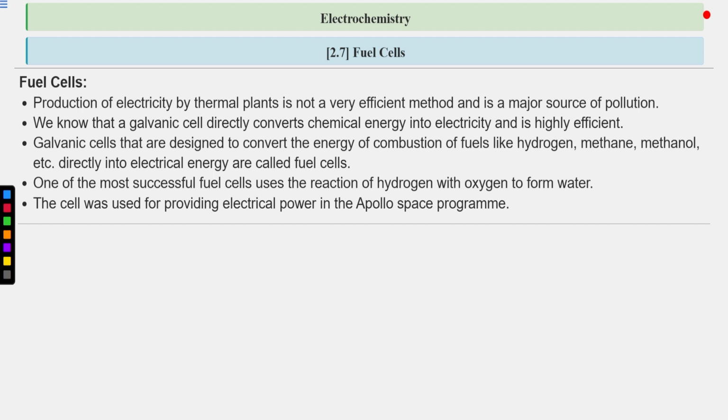The cell was used for providing electrical power in the Apollo space program also. So in space engineering also, we use different cells to provide electrical power from the combustion of different fuels, because that's the only method to get electrical power in those space programs. One of the space programs is already written, the Apollo space program, where the cell was used for providing the electrical power.